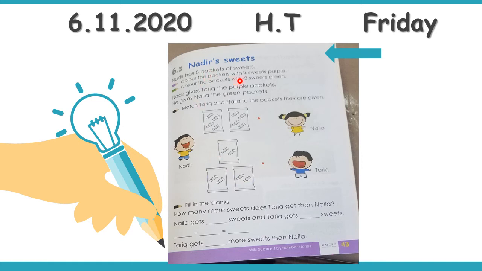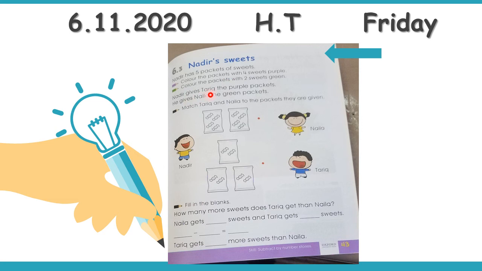Color the packets with 4 sweets purple. Now you need to find where there are 4 sweets in a packet. You will color them purple. Yes, the first two, these two are purple. They should be purple. Color the packets with 2 sweets green. Now, where there are 2 sweets in a packet, you will color them green. You are going to use purple and green color on this page.